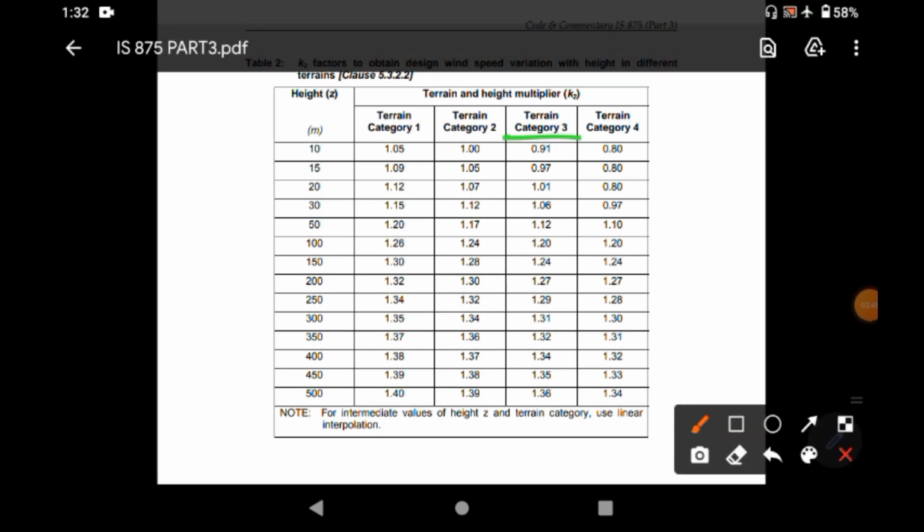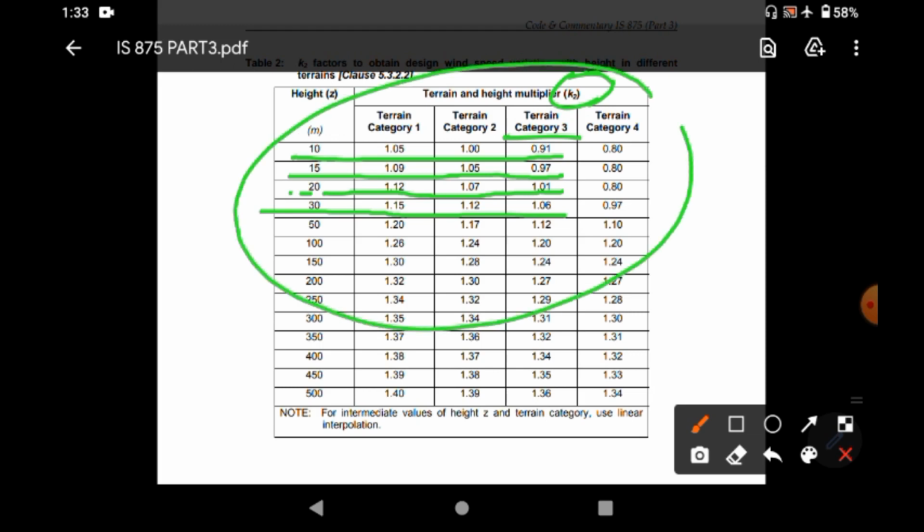For the value of k2 we need the maximum height of our building, which is 30 meter, that we have calculated before. So here you can see that the value of k2 is varying at each height. For 15 meter it is 0.97, for 10 meter it is 0.91, for 20 it is different, for 30 is different.